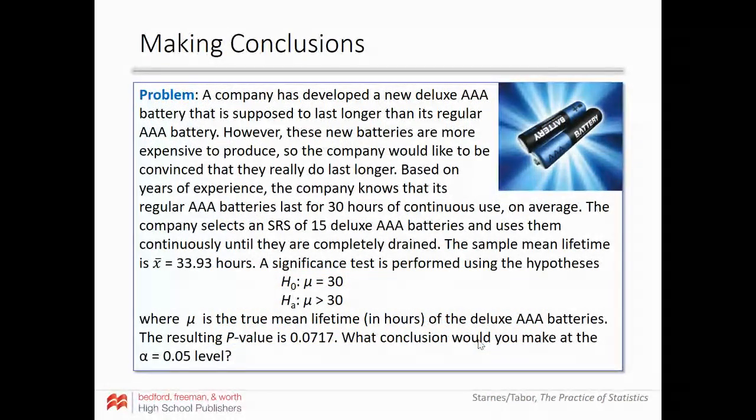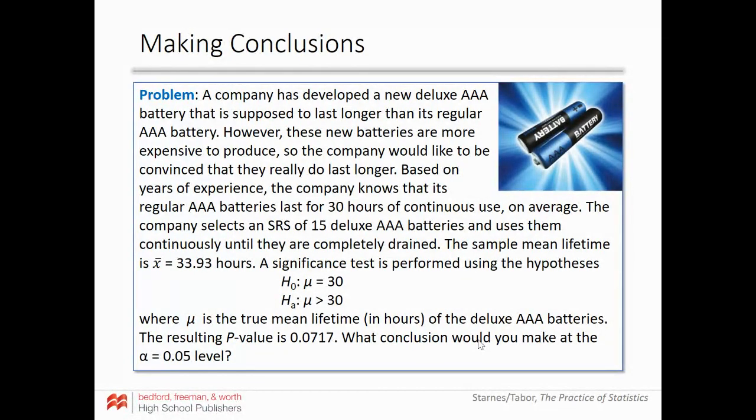All right. So looking at another example, a company has developed a new deluxe AAA battery that is supposed to last longer than its regular AAA batteries. However, these new batteries are more expensive to produce, so the company would like to be convinced that they really do last longer. Based on years of experience, the company knows that its regular AAA batteries last for 30 hours on continuous usage on average. The company selects an SRS of 15 deluxe AAA batteries and uses them continuously until they are completely drained. The sample mean lifetime is x-bar equals 33.93 hours.